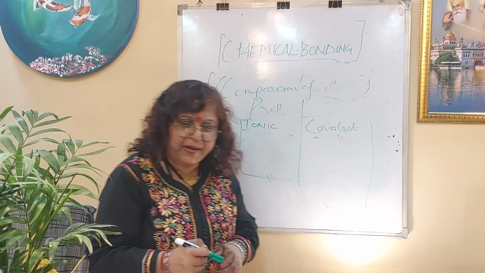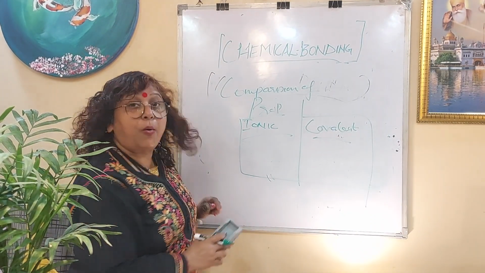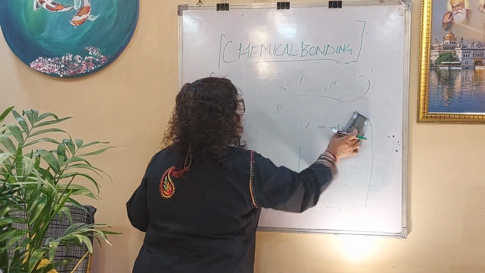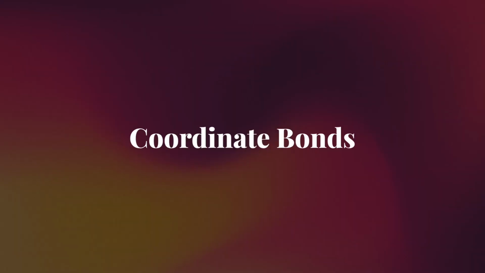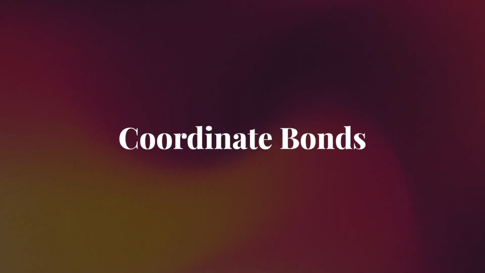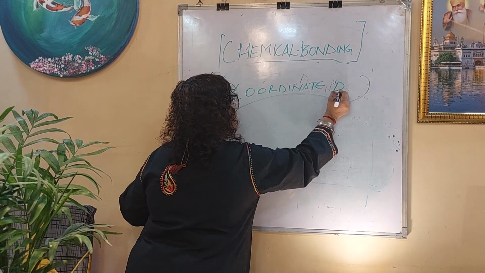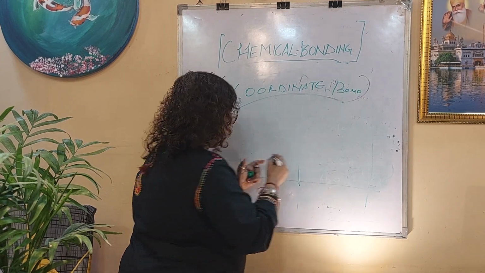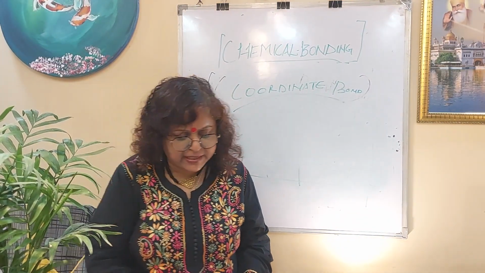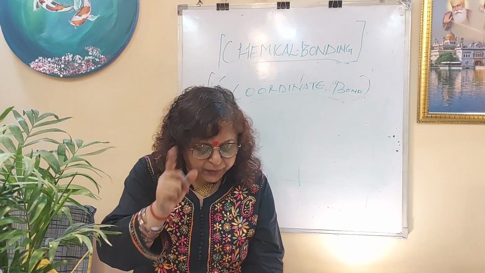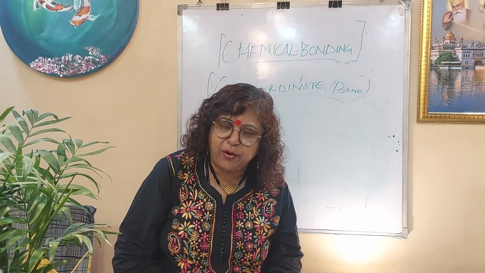And the last type of bond which you have to keep in mind is the coordinate bond. Again you can see your textbook. The three questions come here. What is a coordinate bond? Explain the formation of coordinate bond with an example.